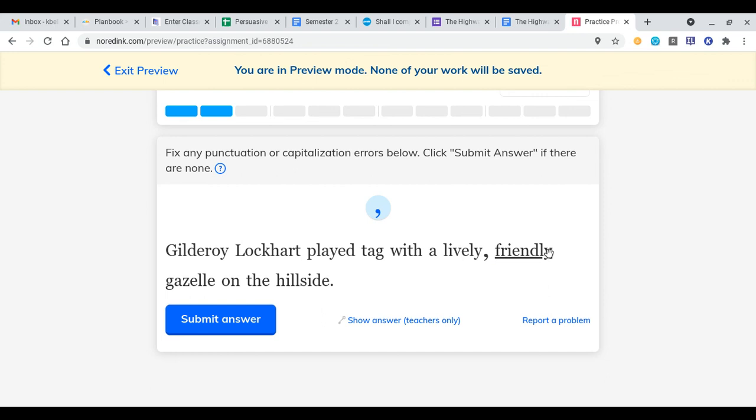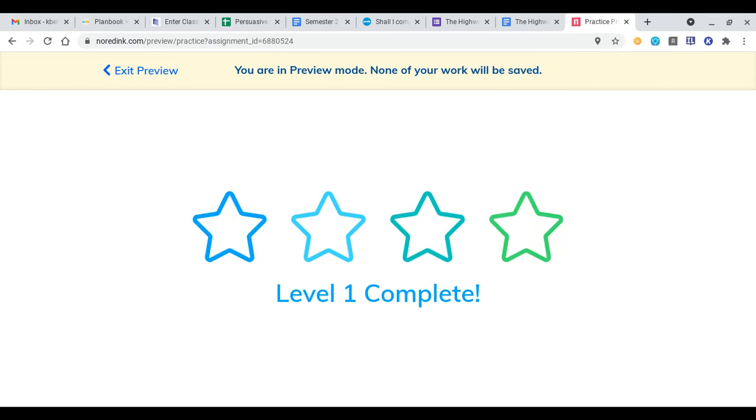But lively is not modifying friendly in any way, because it's not lively in a friendly way or anything like that. It's saying the gazelle is lively and the gazelle is friendly. In this instance, that's when we're going to have this comma separating our two adjectives to separate them out. I'll do a couple more.